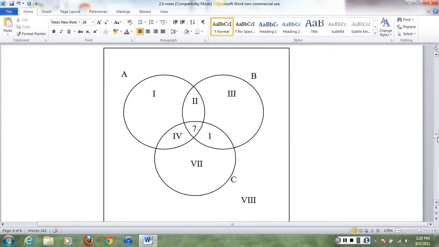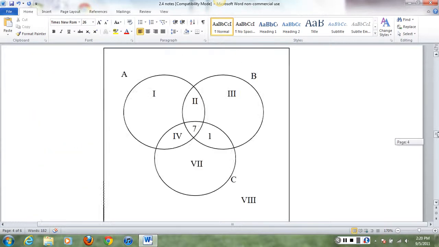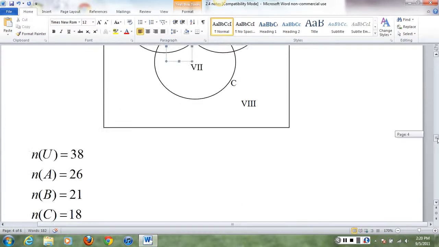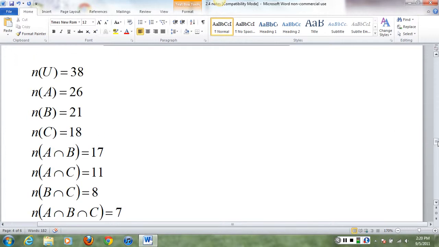If I keep going up, now A intersection C has 11 units. A intersection C, of course, this includes section 4. If that whole region, that includes the 4 and the 7, has 11 units, and the 7 in the other section, that means the difference is 4. And just keep on going up. So put me on pause, take a minute, see if you can figure out the rest of these regions.